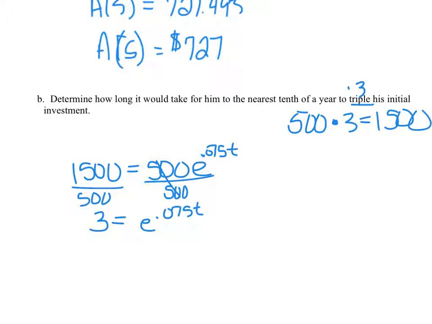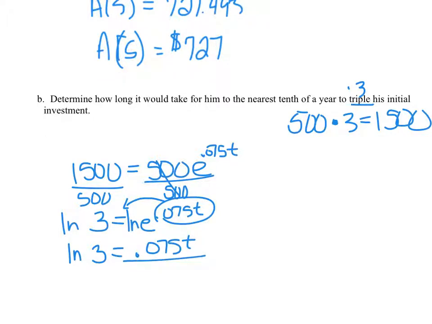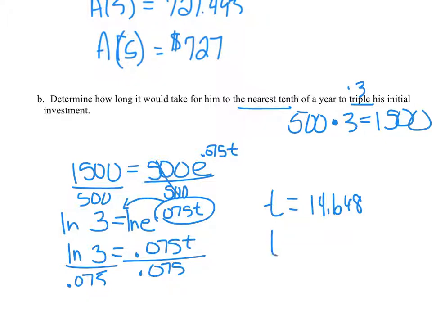Okay, so now to do this, it's e, so I'm going to use ln because I'm crazy like that. Bring this out front. So it's the ln of 3 is equal to, now ln of e is 1, so it's just 0.075t. So it's the ln of 3 divided by 0.075. And I get t is equal to 14.648. And to the nearest tenth of a year, that is 14.6 years. When they say nearest, they mean you're supposed to round correctly.